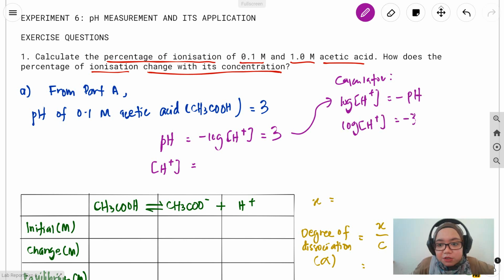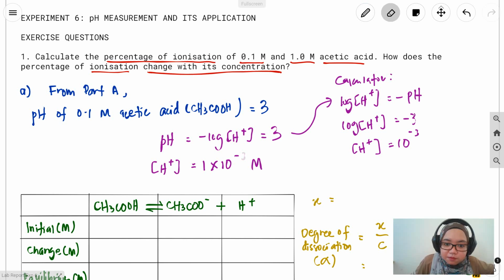Now we want to calculate H plus, right? So the concentration of H plus is equal to, log is base 10, so 10 to the power of negative 3. And then you will get the concentration of H plus is 1 times 10 to the power of negative 3 molar. Okay, so you now have your concentration of H plus from the pH of 0.1 molar acetic acid. This is how you do it.